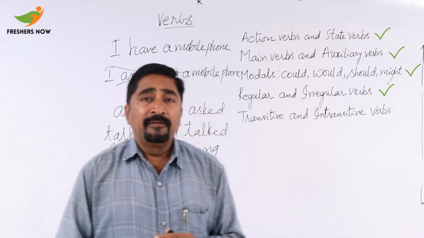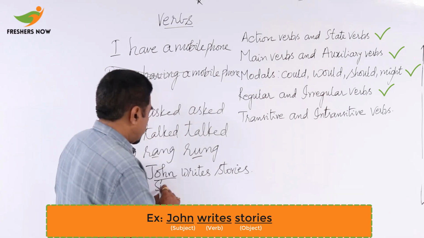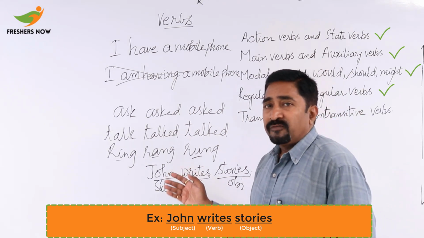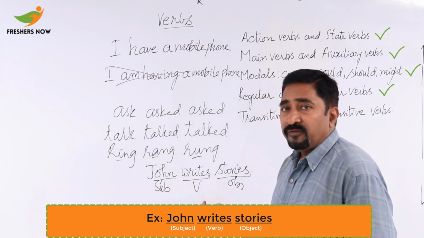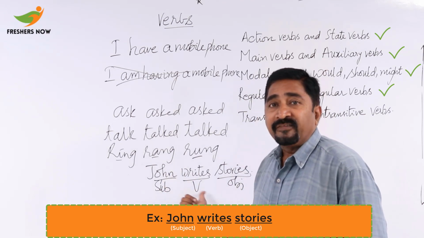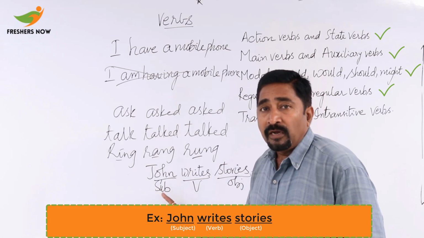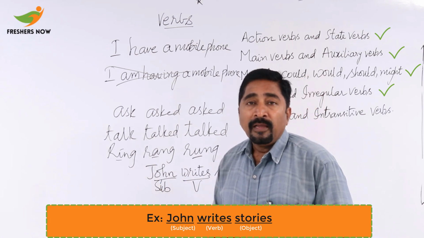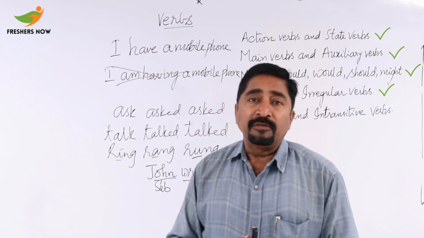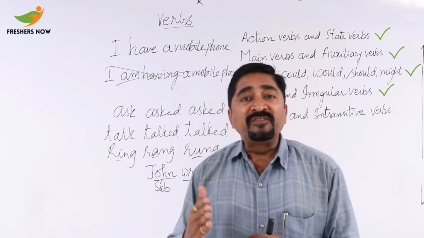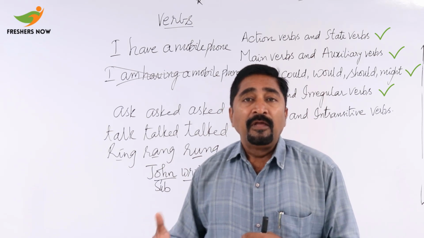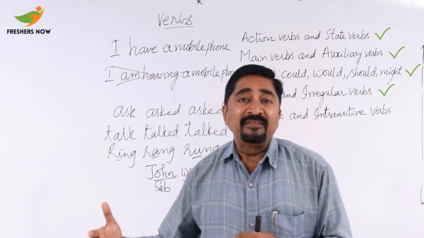For example, if I say, John writes stories. In this sentence, it is very clear that John is the subject, whereas writes is the verb and the object is stories. So here it is very clear that a verb takes an object, and so this verb writes is called a transitive verb. To make it clearer, the action of the subject should be received or suffered or experienced by an object. When it is received or suffered or experienced, that verb is called a transitive verb.